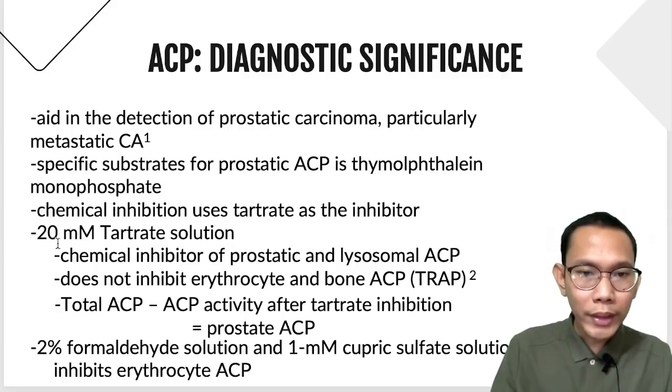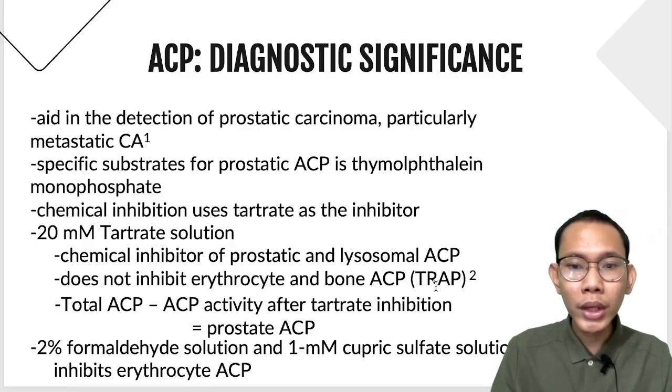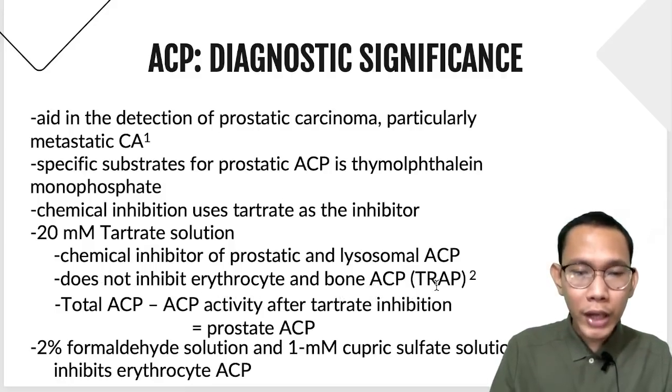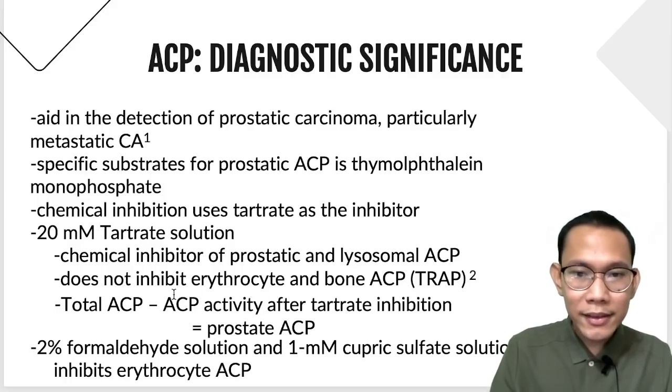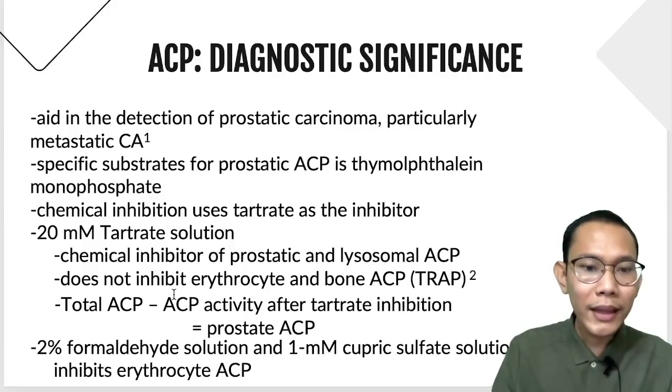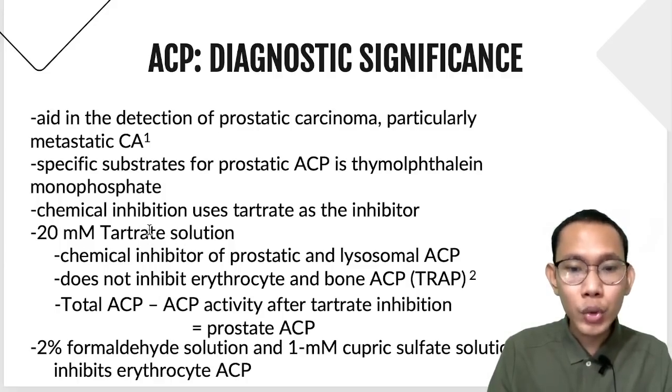Again, our 20 mM tartrate can inhibit your prostatic and lysosomal ACP, but it does not inhibit your erythrocyte and your bone ACP. So for us to compute now your prostate ACP, we will be using this formula. Your serum, how do we test it? Our serum and the substrate, we incubate, both with or without the addition of your tartrate solution.